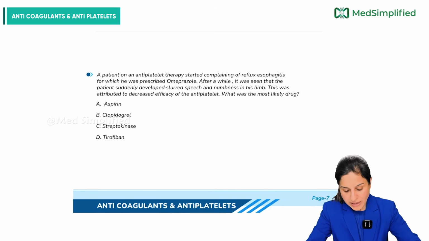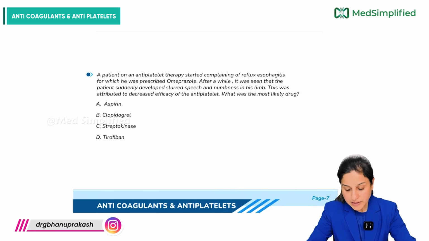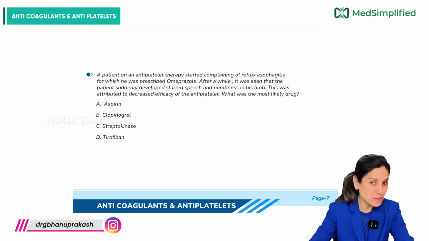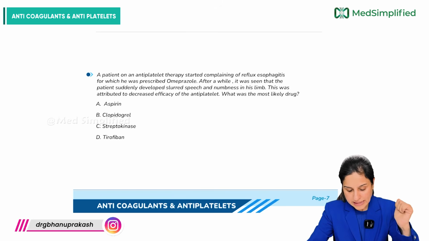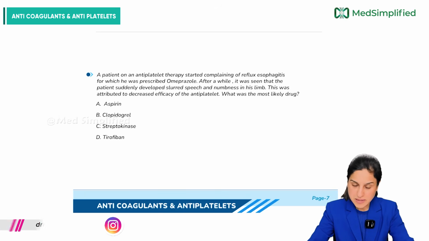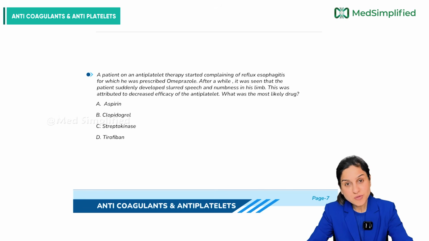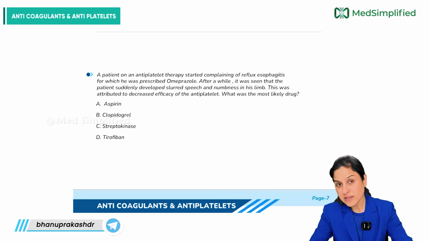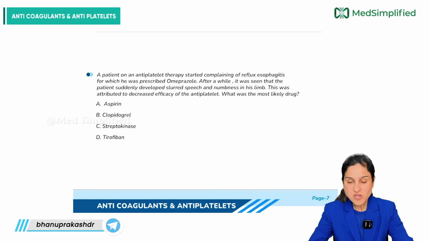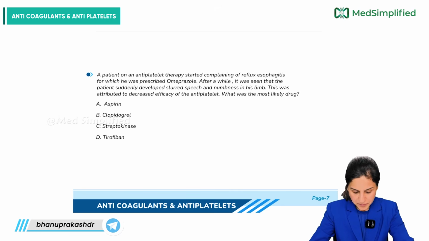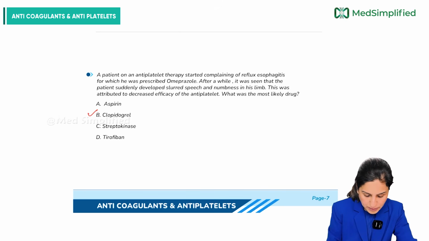A patient on antiplatelet therapy started complaining of reflux esophagitis, for which he was prescribed omeprazole. After a while, it was seen that the patient suddenly developed slurred speech and numbness in his limb. This was attributed to decreased efficacy of the antiplatelet. What was the most likely drug here? Aspirin, clopidogrel, streptokinase, or tirofiban? The answer here is clopidogrel.